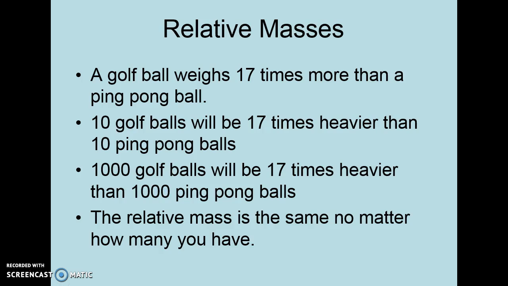Why can we use the same unit to talk about a single molecule and a mole of molecules? That's because we're talking about relative masses. Here's an analogy. A golf ball weighs 17 times more than a ping pong ball. So, 10 golf balls would be 17 times heavier than 10 ping pong balls. 1,000 golf balls would be 17 times heavier than 1,000 ping pong balls. The relative mass is the same no matter how many you have.